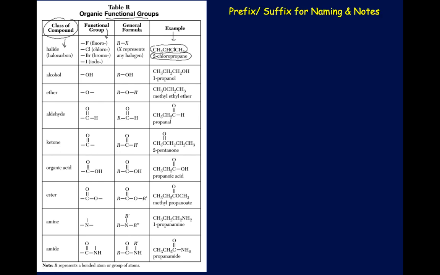So the first thing is something called the halides. The halides are simply single bonds that use halogens on the chain. So the chlorine, the fluorine, the bromine, the iodine. And you're going to use basically the halogen prefix to tell what you're dealing with.